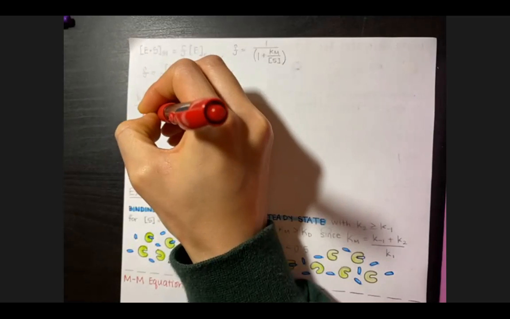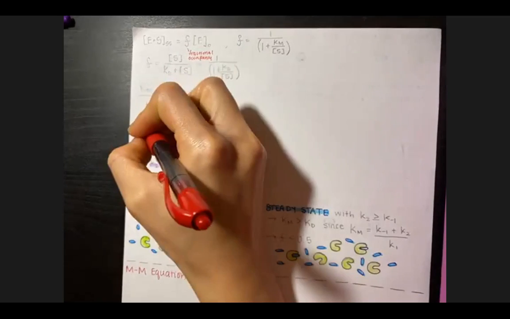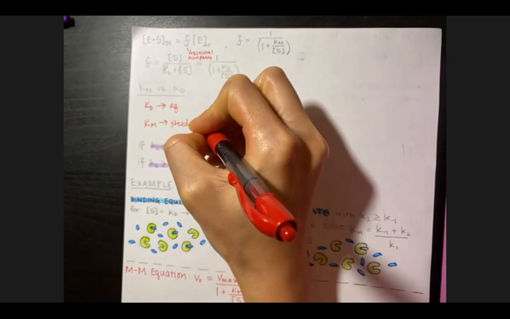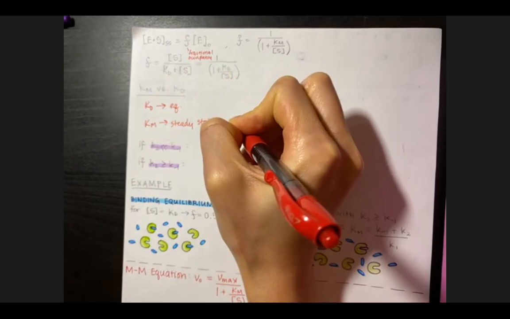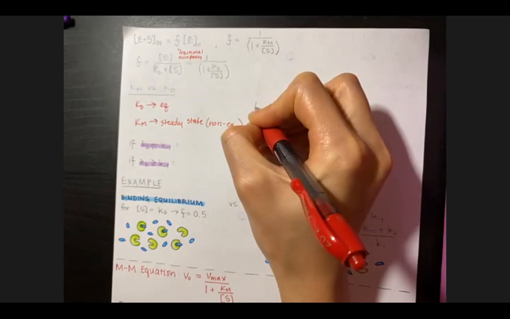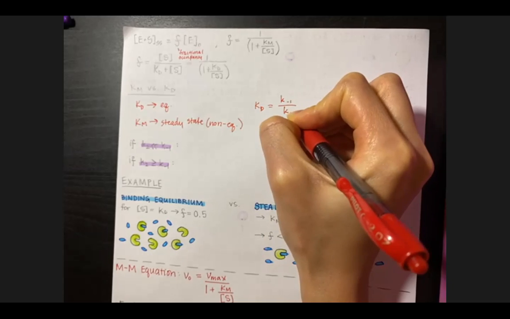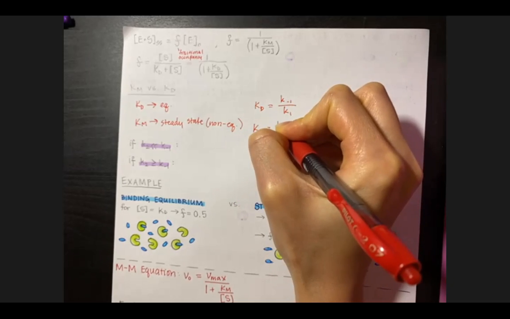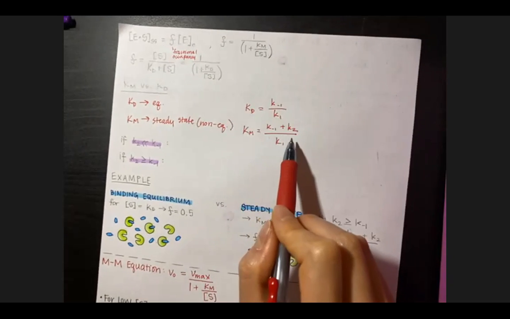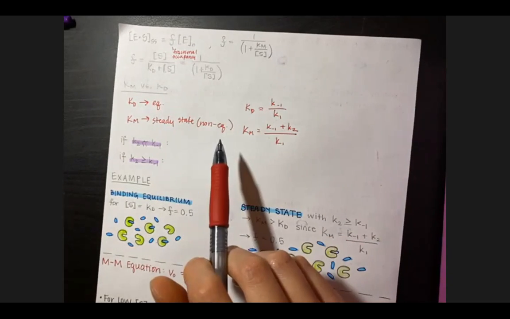Kd is for equilibrium state. Sorry, it's kind of blurry. And Km is for steady state. So your cells can be at steady state without being at equilibrium. And if we also look at the definitions of Kd and Km, or the equations, I mean, Km includes the rate constant for product formation, and Kd does not.